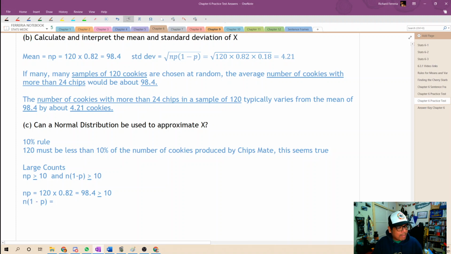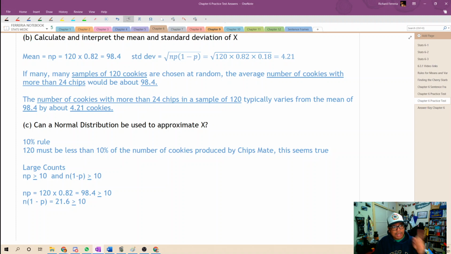Now for n(1 minus p), I actually do a little bit of cheating here, because I don't multiply 120 by 0.18, although you certainly could. I like to just think of this as a complement of that 98.4. So if I subtract 98.4 from 120, I think I get 21.6, which is definitely greater than or equal to 10. So since both of these quantities are greater than or equal to 10, we've satisfied large counts.